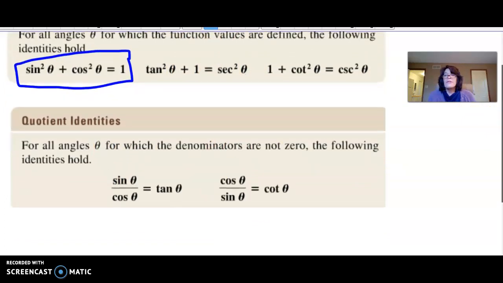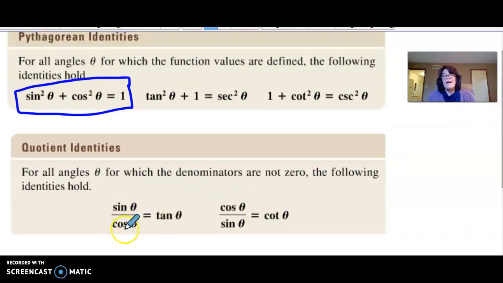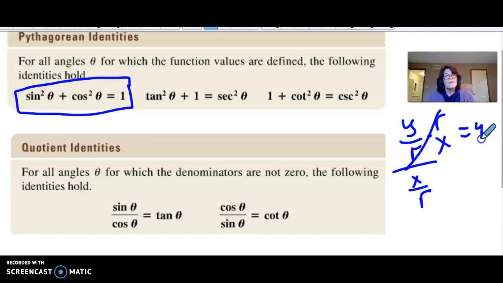And then this is always true as well. Sine over cosine is tangent, and cosine over sine is cotangent. Think about it, guys. Sine is y over r. Cosine is x over r, right? When I divide by a fraction, I multiply by its reciprocal. I'm going to end up with y over x, which is tangent, right? Hopefully that makes sense to you.